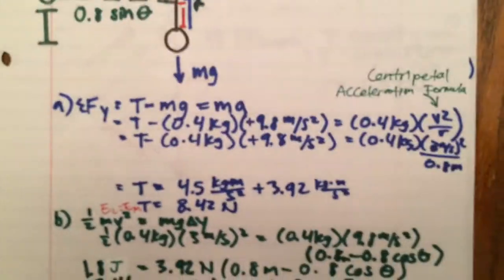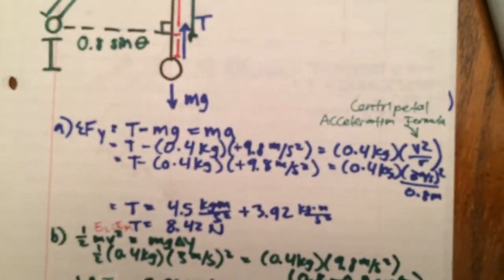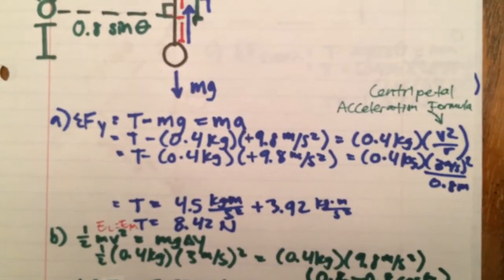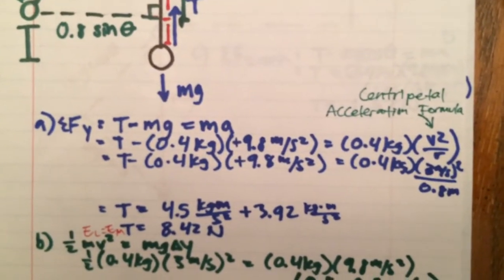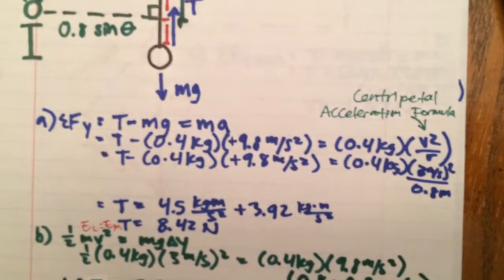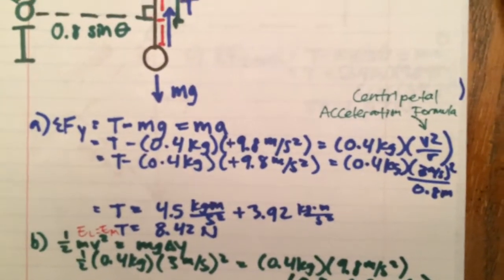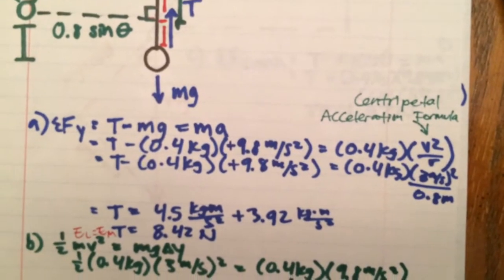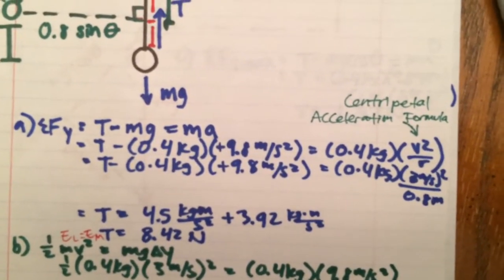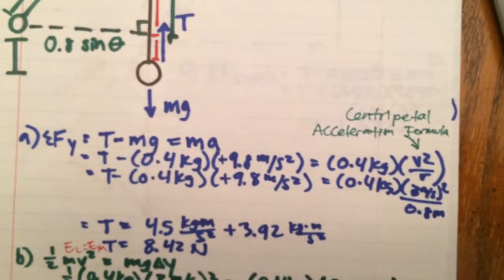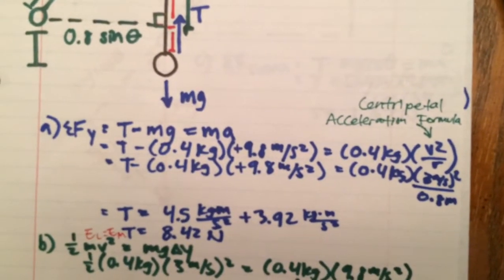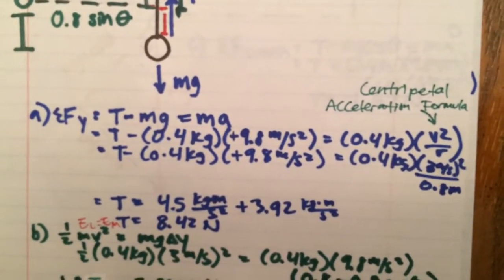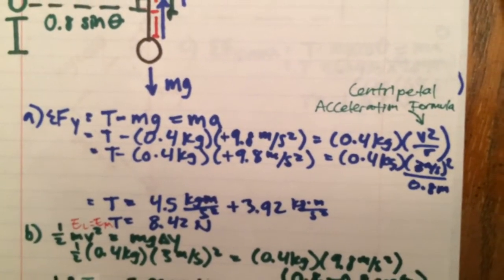So I'm solving for tension. I'm using the sum of the forces in the y direction: tension minus weight equals mass times acceleration. Then I'm substituting the letter a with the centripetal acceleration formula, because acceleration is acceleration. I'm just assigning more values to it so it's not an unknown. Plugging in those values, we only have one unknown, tension, so we can solve for it.